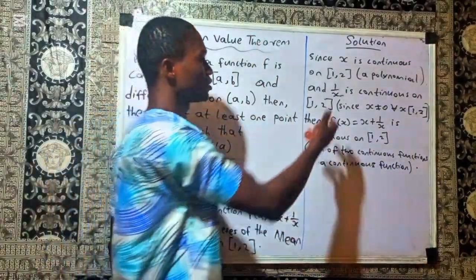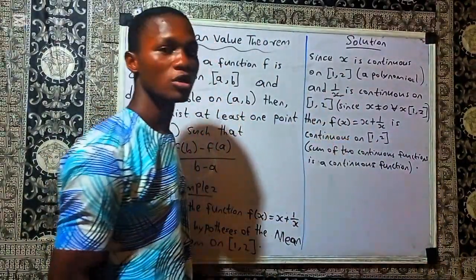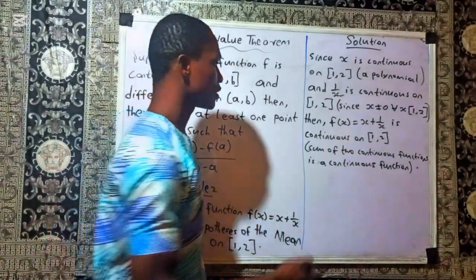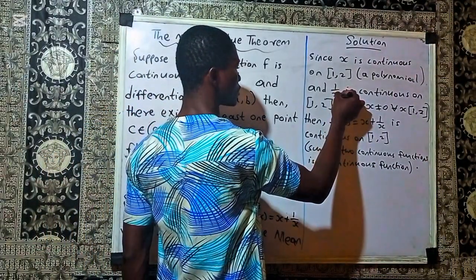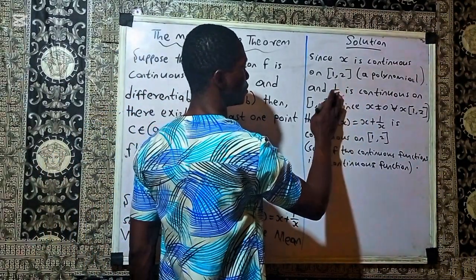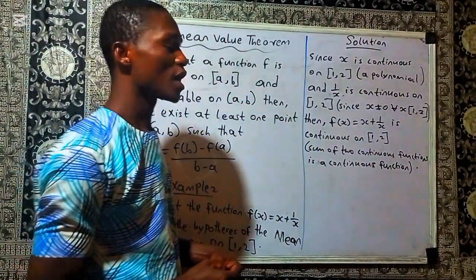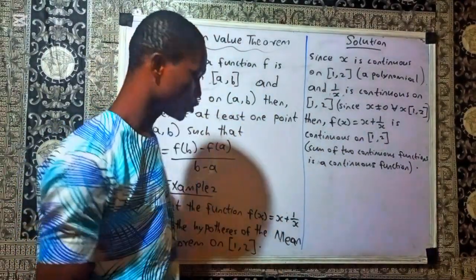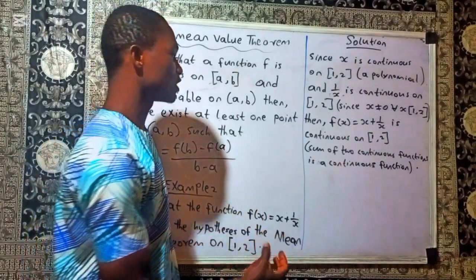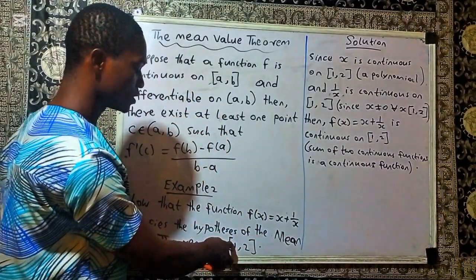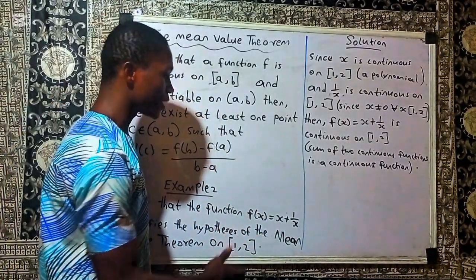So this function 1 over x is always what? Continuous, because the denominator is not 0, right? So it's continuous, since the denominator is not 0. And the sum of two continuous functions is continuous. So therefore this function is continuous on this closed and bounded interval 1, 2.